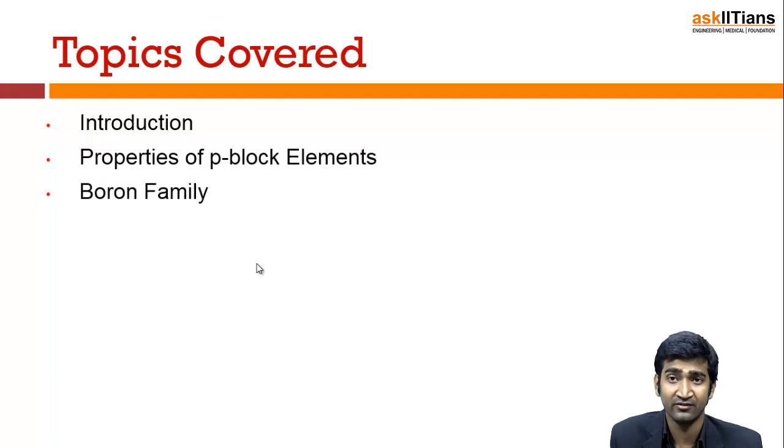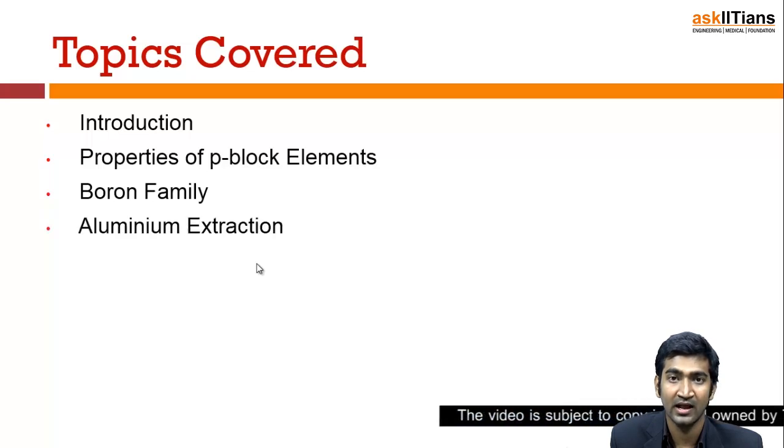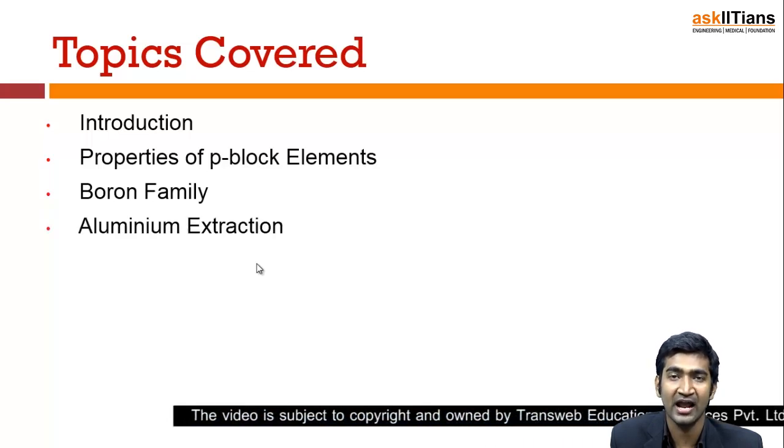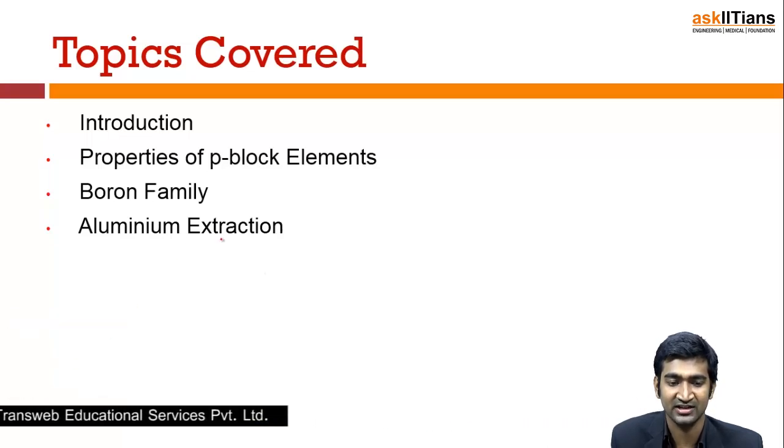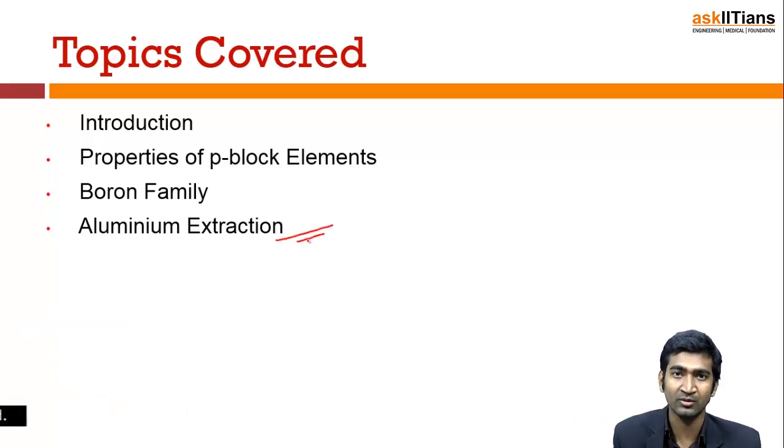Next, we're going to learn the first family of the P Block, that is your boron family, starting with group 13, and then we will learn about aluminium extraction. Aluminium being one of the most useful elements, its extraction process will be dealt with here.